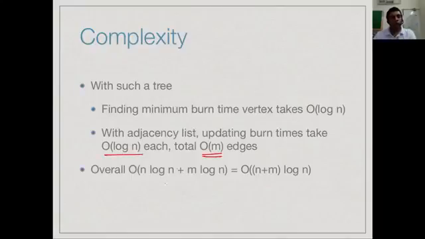So we have now two contributions to our complexity. The first comes from choosing the minimum vertex. In order to extract the minimum vertex, we do this n times, and each time it costs us log n time. And then in order to update the distances once we burn a vertex, each time it takes us log n time, but we do this for each edge, so it's m log n.